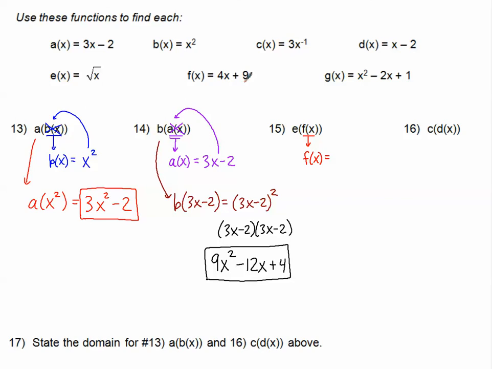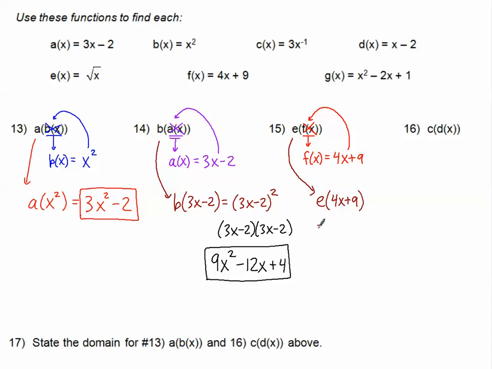F of x is right here, 4x plus 9. So we're going to take that function and put it right back into the e function. So let's see what we have here. I'm going to try to draw my arrows over to here. Okay, so we have e of 4x plus 9.